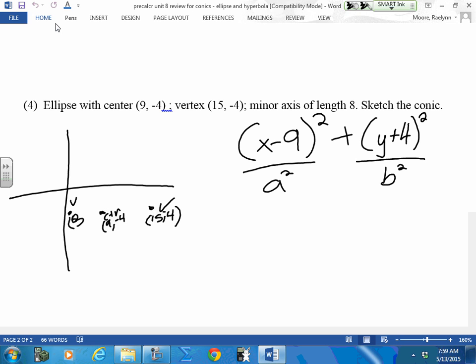Can the vertices and the co-vertices, a pilot and a co-pilot, be the same distance or not? Yes, then it makes it a circle. If they're the same distance, they would be a circle. You said the A was the vertices, right? So it's going to be 6. Well, it depends. The A is the distance from the vertex to the center, so that would be 6. Because it's across the x-axis like this, it would be under the x. So this would be the a squared. It's always a squared for the vertices one, but you just have to find which major axis it is.